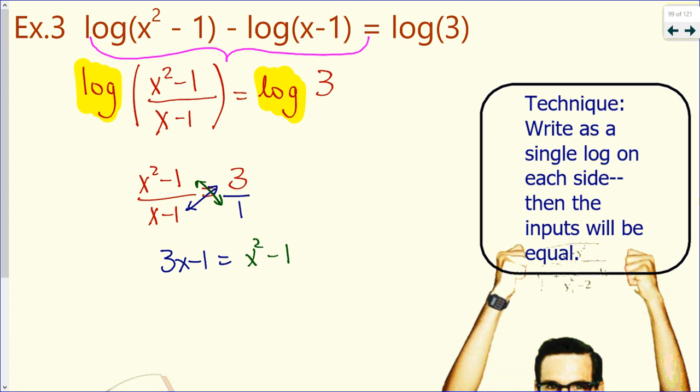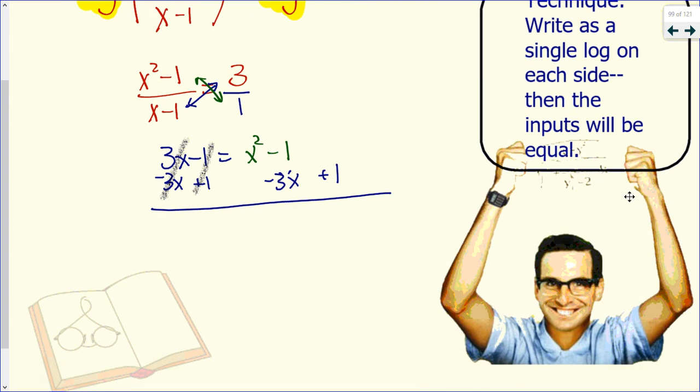And then what I could do is bring the 3x over to the other side, because since this is a quadratic, it would be good to just get a 0 on one of the sides, and then I can also add 1 to both sides. So that'll cancel out those two, and then I'd get 0 equals x squared minus 3x.